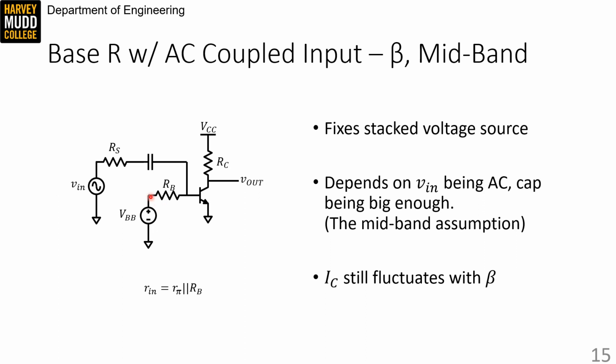And our base bias would be shorted in large signal analysis, leaving RB in parallel from the base to ground with R pi.